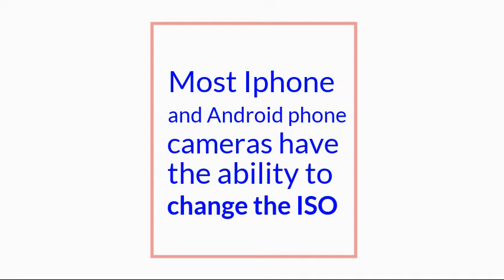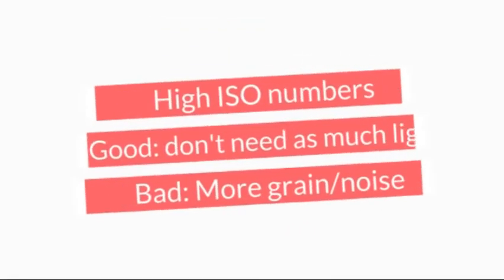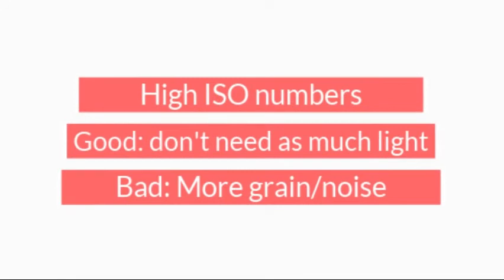Higher numbers mean your sensor becomes more sensitive to light, which allows you to use your camera in darker situations. However, the cost of using the higher numbers is that you'll end up having more grain.